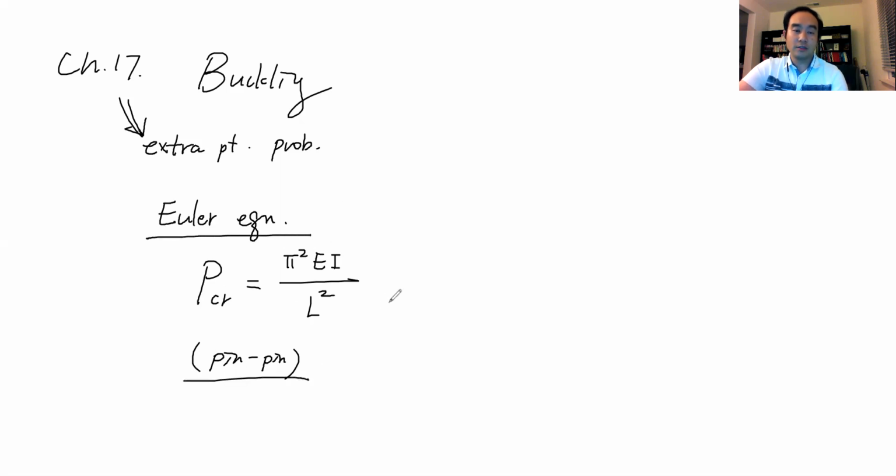Anyway, at this time, we are just using the Euler equation based on the pin-pin boundary condition, and this is the formula to find the critical force, the compressive load, based on Young's modulus, the material property, the moment of inertia, the sectional property, and the length of the column.